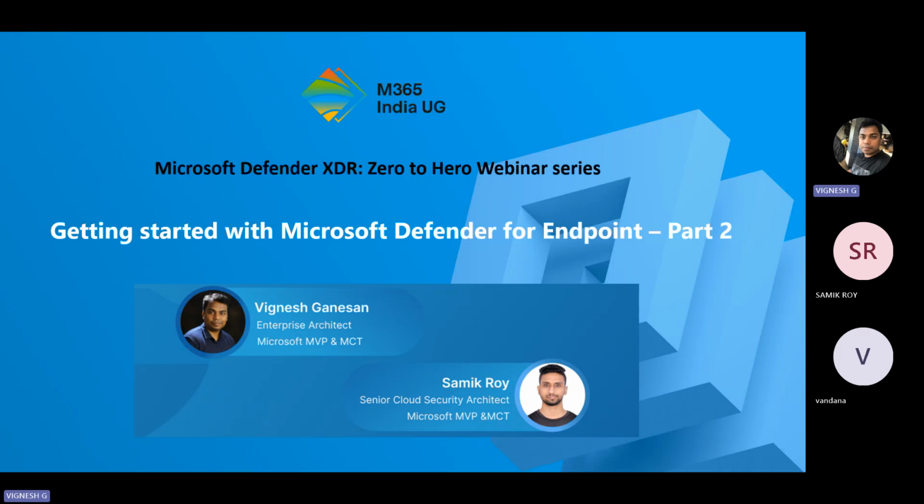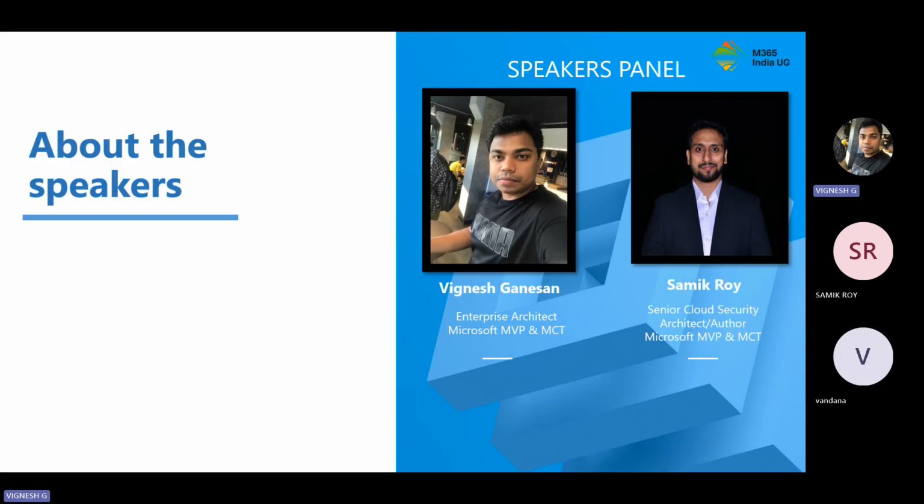So a little bit about myself. My name is Vignesh Ganeshan. I work as an enterprise architect and a technology strategist. I'm also a Microsoft MVP and MCT. I've been in the industry for almost 13-plus years, dealing with Microsoft 365, Microsoft Azure, and also Microsoft Defender and Microsoft Purview. So that's all about myself.